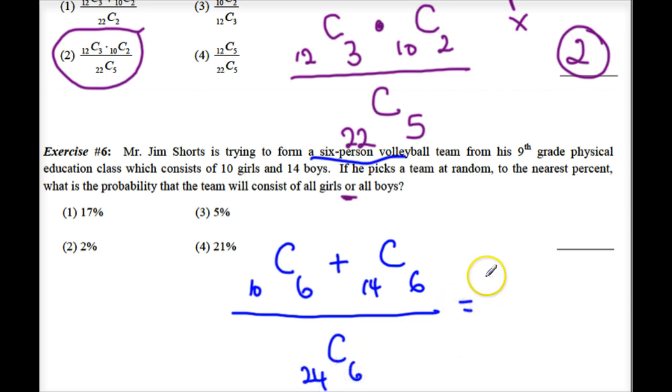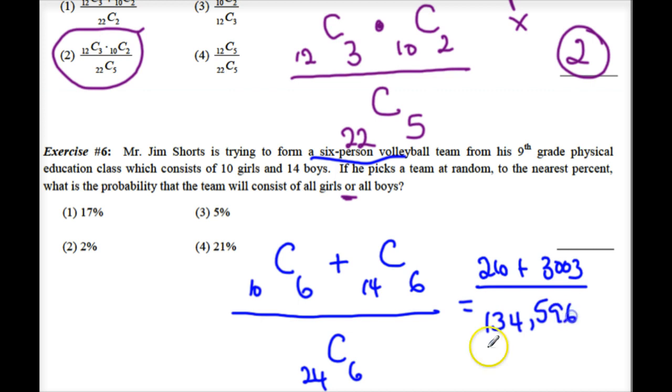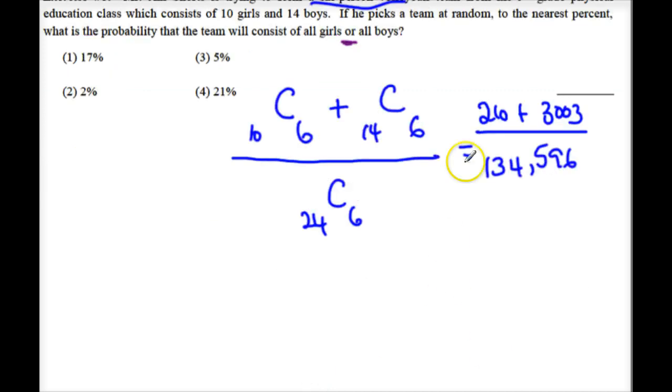If I was to work this out, I get 210 plus 3003. Sorry for the pause, I'm working these out as we go along. And then the total outcome is 134,596. Now it says to the nearest percent. That's my keyword. So that means I need to simplify this.